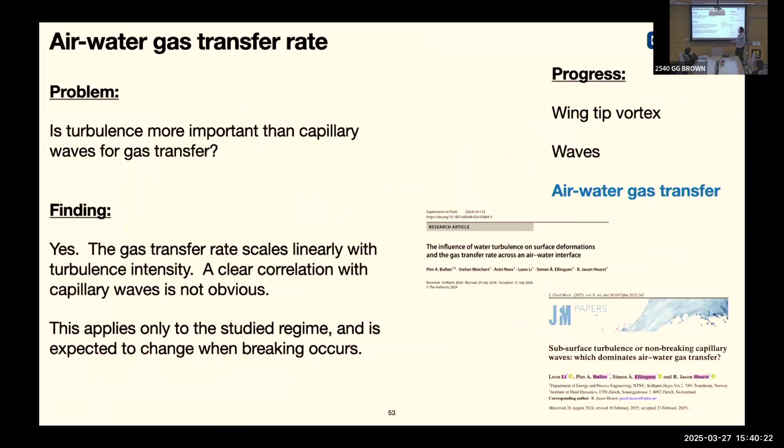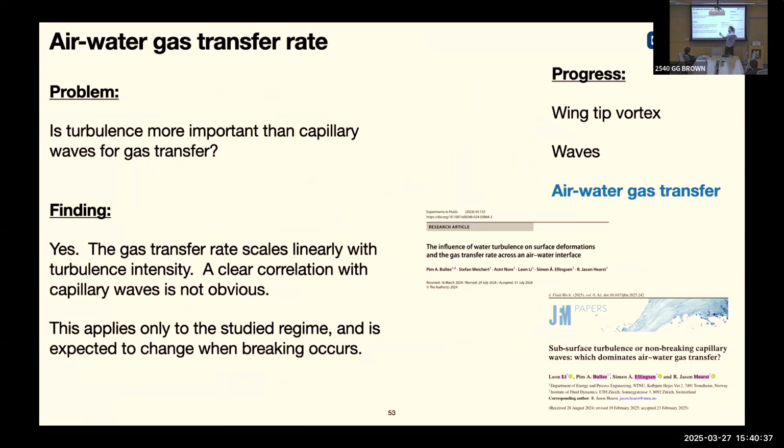So the thing you should remember from this part of the talk: is turbulence more important than capillary waves for gas transfer? Ultimately, the answer appears to be yes. The gas transfer scales linearly with the turbulence intensity, and there's no clear correlation with what the waves are doing.